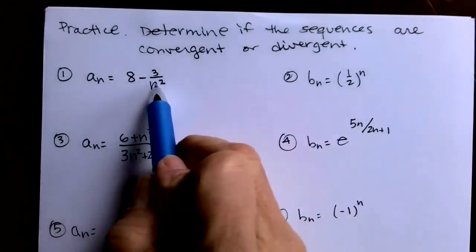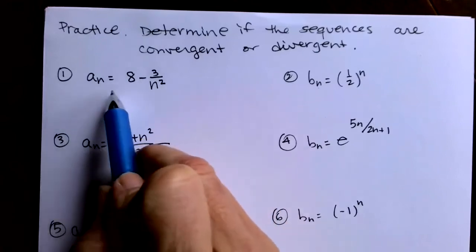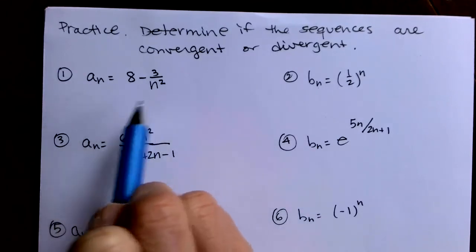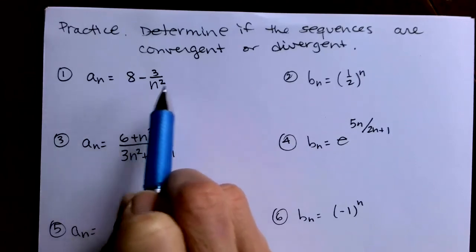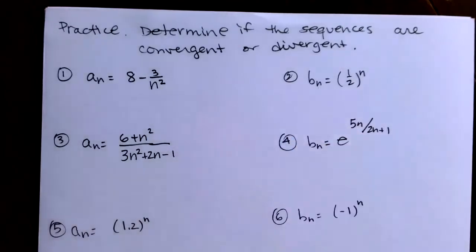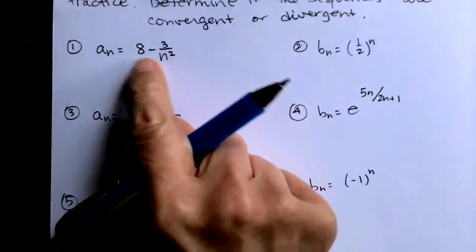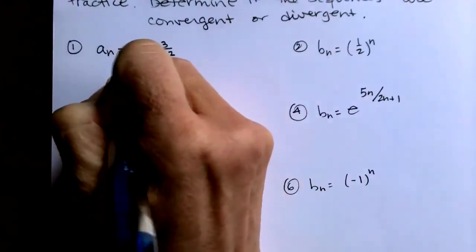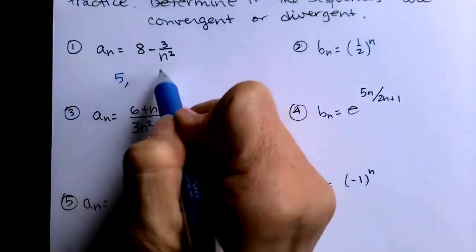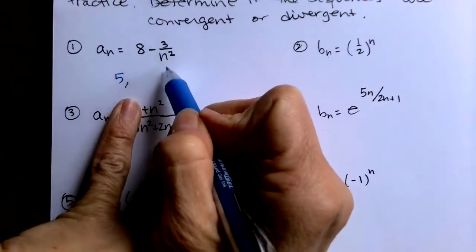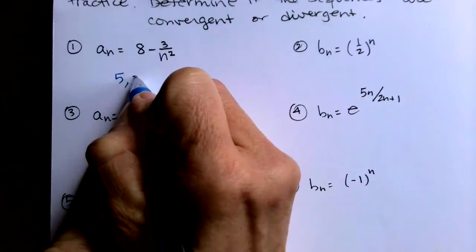So let's look at this first sequence that I have. a_n, my general term, is 8 minus 3 over n squared. We're trying to think of what happens to these terms as n gets really big. So maybe I'll write a couple, but not a lot, because then I'm going to be doing fraction math and nobody wants to do that. If n equals 1, our first term is 8 minus 3, so that would be 5. And our next term, n is 2, so now I have 8 minus 3/4, so that'll be 7 1/4.